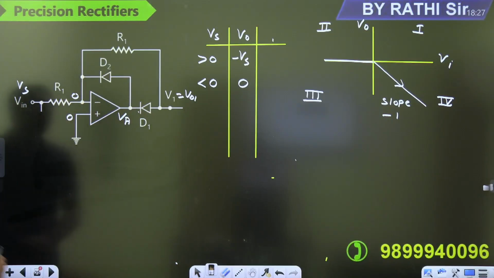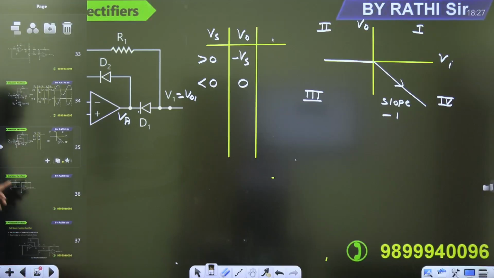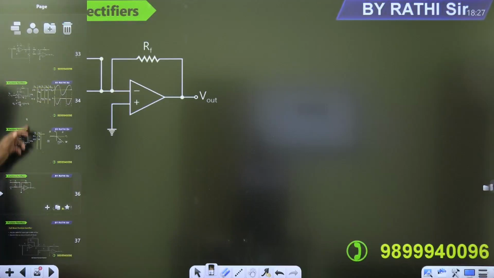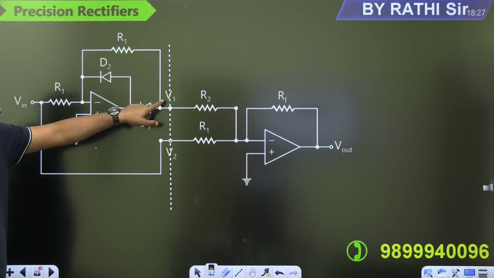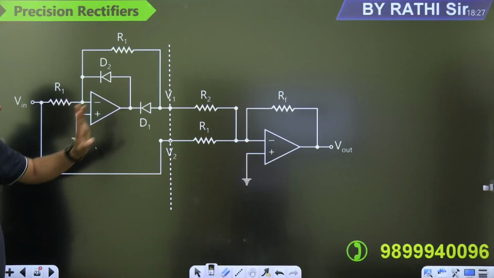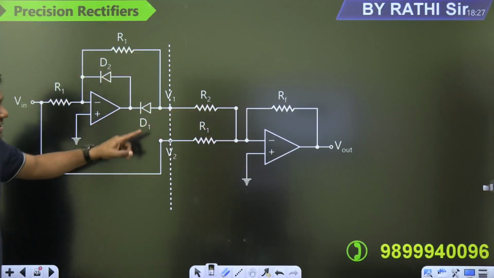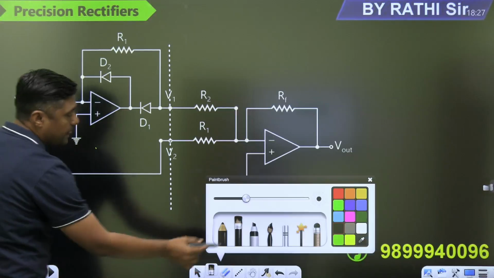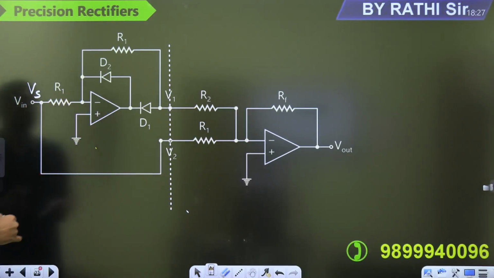Okay, no problem. Now, the summer. Summer means, watch this diagram carefully. First input to the summer is what? V01. Already we have an idea about V01. This is V01, it is connected to the summer. Second is what? Vs itself.